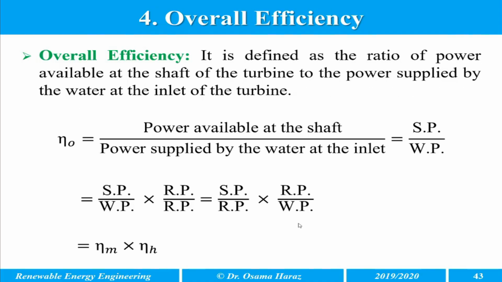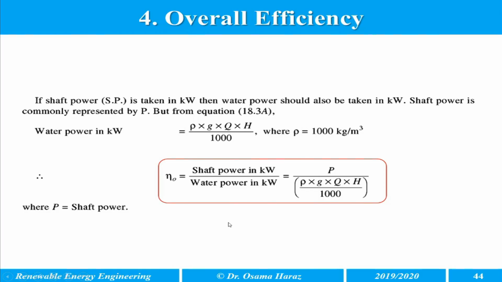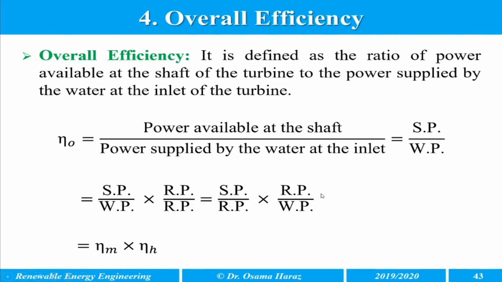The overall efficiency is defined as the ratio of the power available at the shaft of the turbine to the power supplied by the water at the inlet of the turbine. So it's SP over WP. We can write it as SP over WP times RP over RP, which is SP over RP times RP over WP. We mentioned that SP over RP is eta M, and RP over WP, we talked about before, is eta H. So the overall efficiency is a multiplication of the mechanical efficiency and hydraulic efficiency.